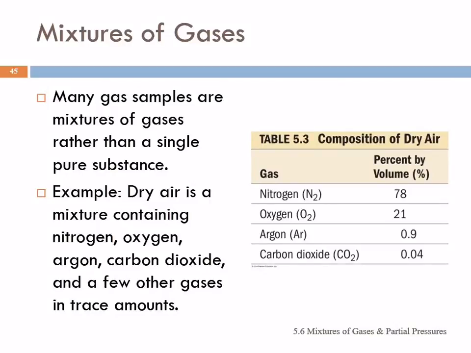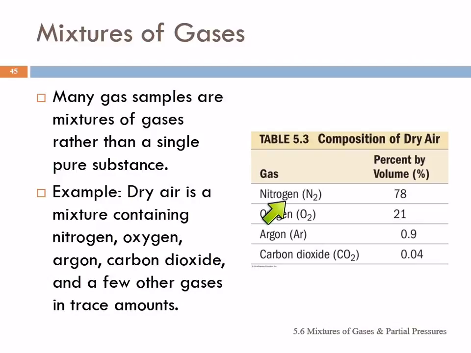So far we've been talking about just individual gases, but a lot of times gas samples are mixtures of more than one gas. If we think about air, air contains a lot of different gases in it. What we call dry air contains nitrogen, oxygen, argon, carbon dioxide, and a few other gases in trace amounts. By dry air, we mean that it doesn't have humidity in it. It doesn't have gaseous water in it.